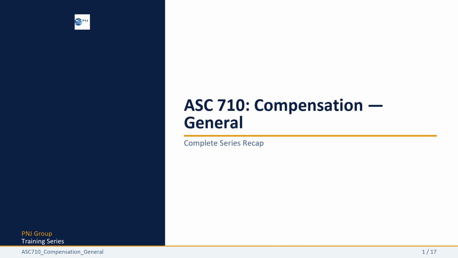Welcome to the complete series recap for PNJ Group's ASC 710, Compensation General Training. This video brings together the key principles, rules, and practical applications from all 7 sections. The framework, accrual rules, measurement, deferred compensation, journal entries, financial reporting, and audit readiness. Use this as your refresher before a close or an engagement.